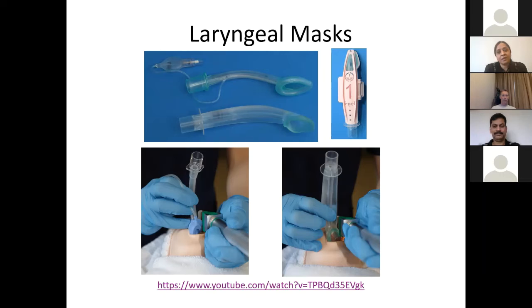So there are a few options available. These are the LMAs with an inflatable cuff, and these are the simpler ones, which are the iGels. I have a little video which I can play now showing how you insert these. These are a new introduction. We've introduced them into our resource trolleys. But having said that, it is incredibly rare that you would have to reach for these. Okay.